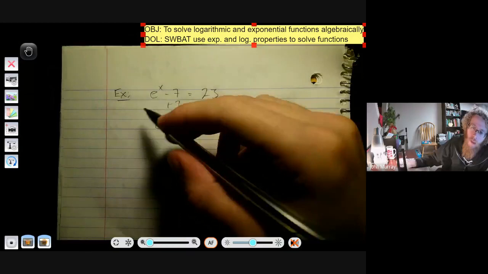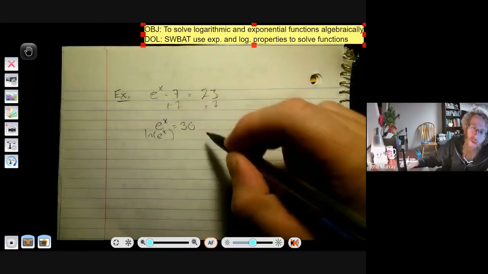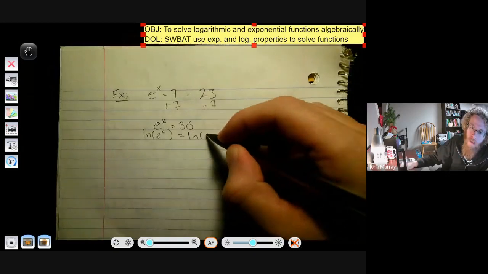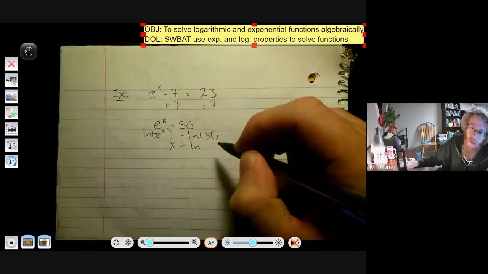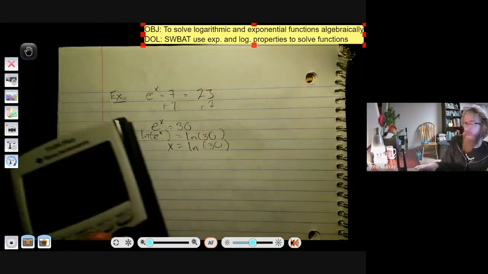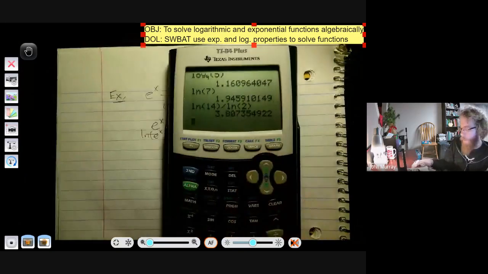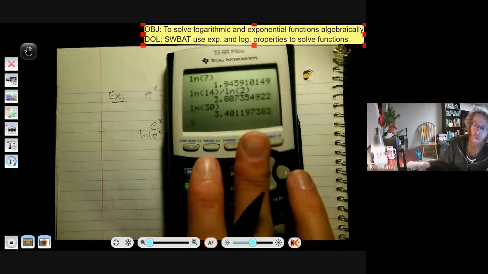So now that that's alone, okay, I can do the opposite of e, which is the natural log. Oops, I forgot my parentheses. And the natural log of 30, again, that's fine as its own answer, but let's just see what it's equal to. .401, we'll say.